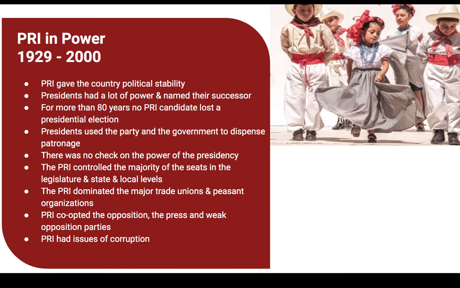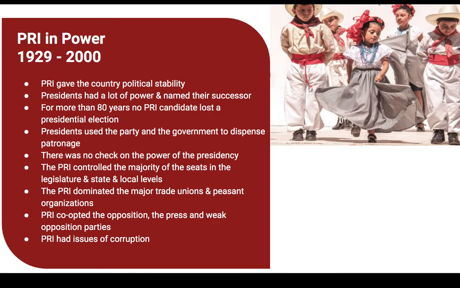The PRI gave the country political stability. And part of that came from the fact that presidents had a lot of power, and then presidents named their successors. So they had peaceful transitions of power, and there wasn't a lot of arguing about who got to be the next president. For more than 80 years, no PRI candidate lost the presidential election.